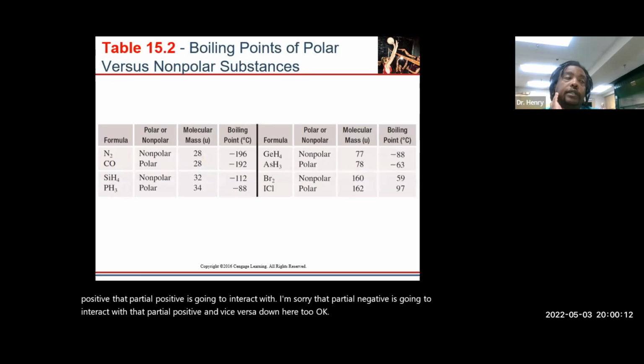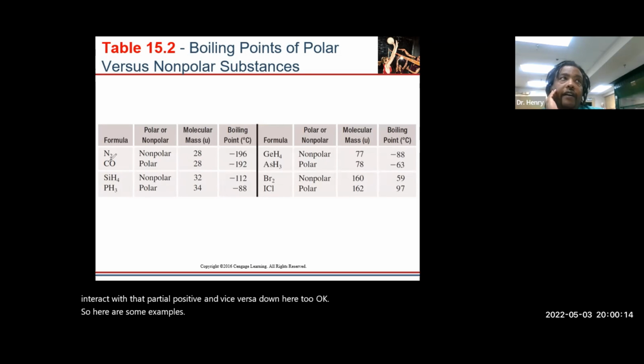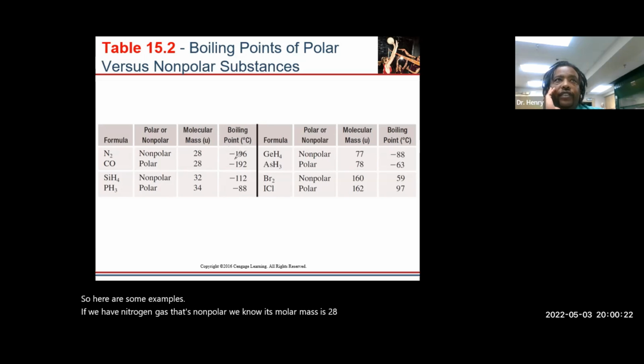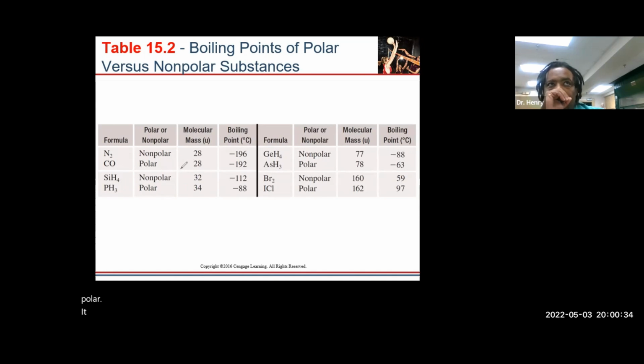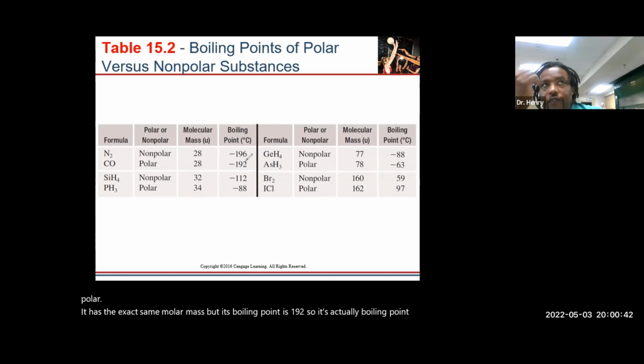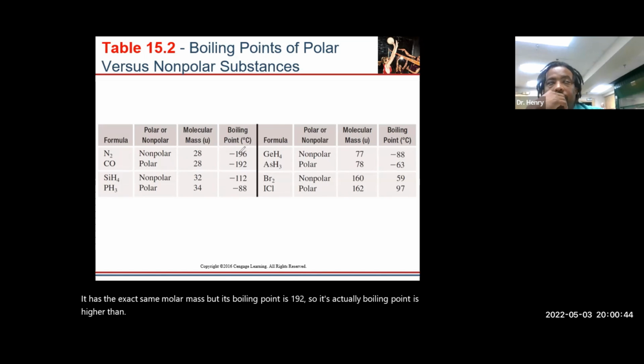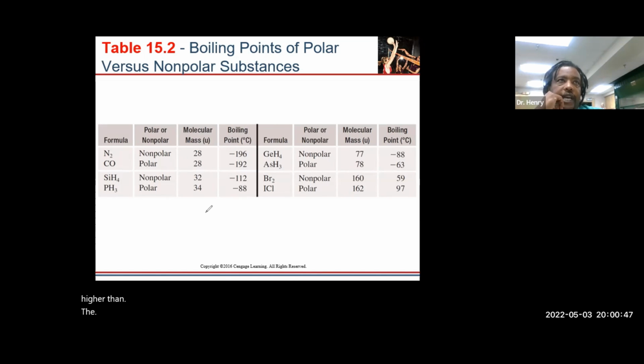So here's some examples. If we have nitrogen gas, that's nonpolar. We know its molar mass is 28. Its boiling point is negative 196. If we have carbon monoxide, which is polar, it has the exact same molar mass, but its boiling point is negative 192. So its boiling point is higher than the boiling point of the nitrogen gas.